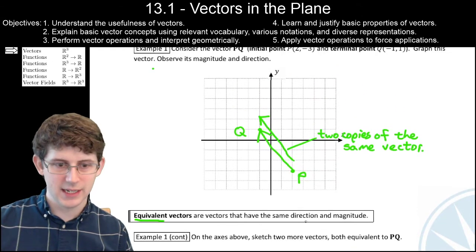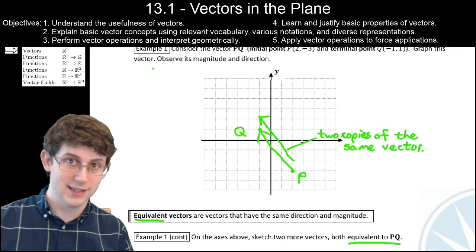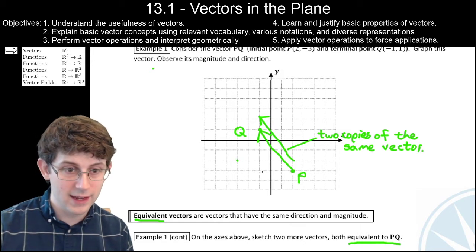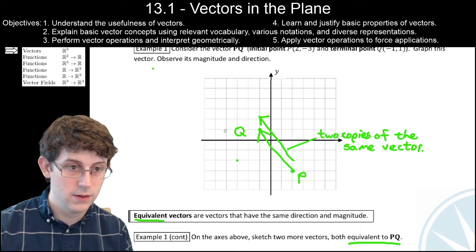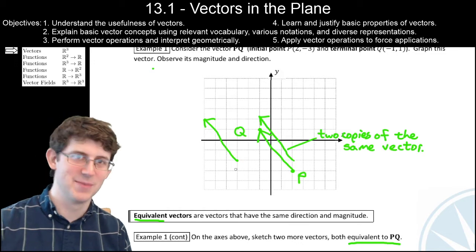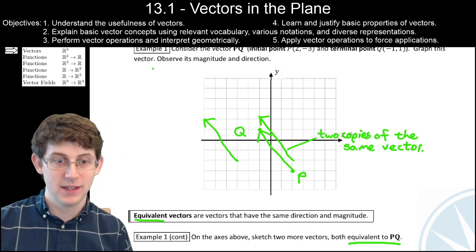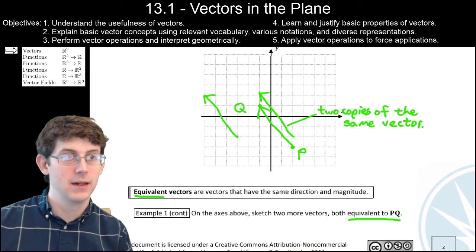So this example says sketch 2 more vectors that are equivalent to PQ. I've already drawn one. It's the same vector. If you just go somewhere else and also go left 3 and up 4. It should be a straight line, but I'm drawing on this drawing tablet, so we do our best. These vectors are all the same vector. They're all equivalent to each other. On to the next page.